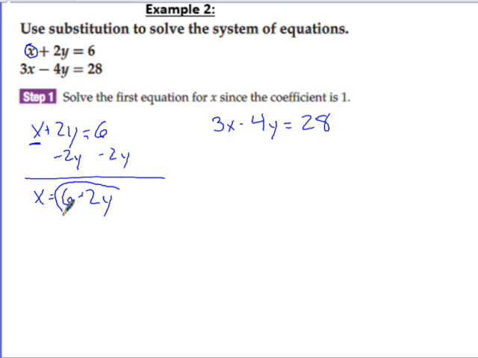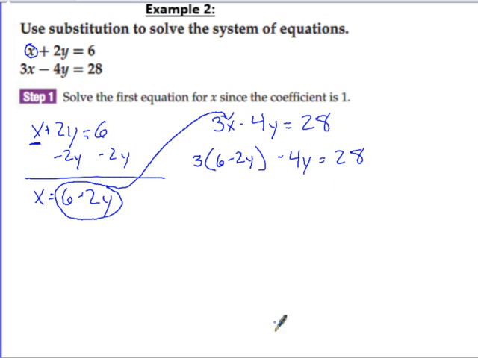I'm going to take this whole expression, everything on the other side of the equal sign, and plug it in this time for x. So where there's an x in this equation, I'm going to replace it with the 6 minus 2y. So now I have, instead of 3 times x, 3 times (6 minus 2y) minus 4y equals 28. I took the x out and replaced it with this expression.